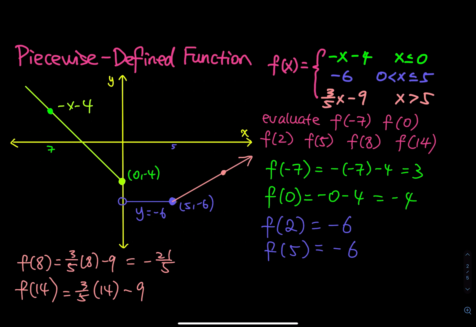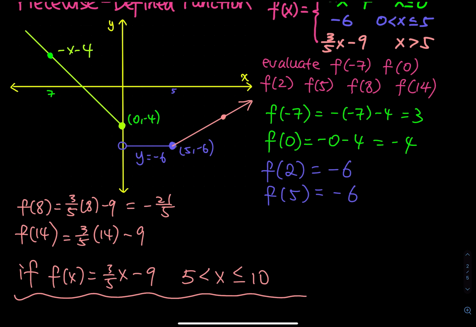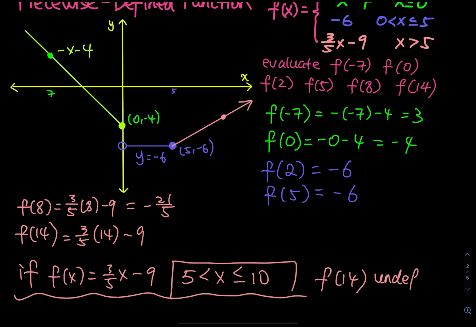Now, there is a what if. What if I change the last piece? So if the last piece is f of x equals 3 over 5 x minus 9, and then they change the domain to 5 less than x, and x less than or equal to 10. What if they do this? If I still ask you to evaluate f of 14, in this case, then this is undefined, because x equals 14 is out of the domain.